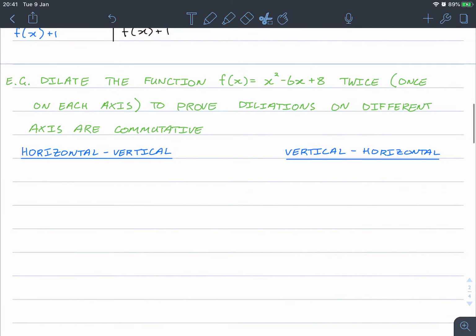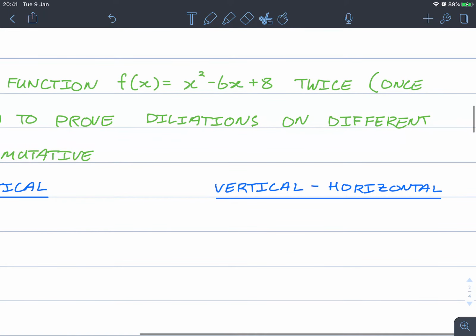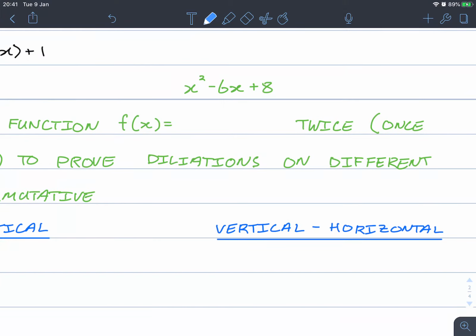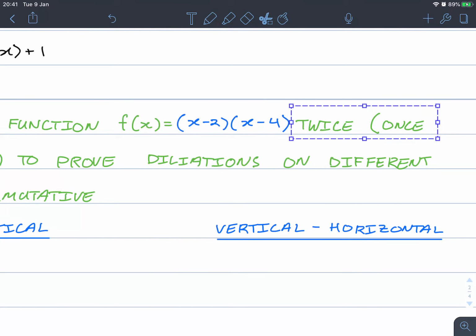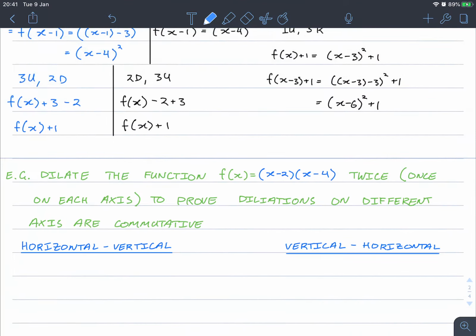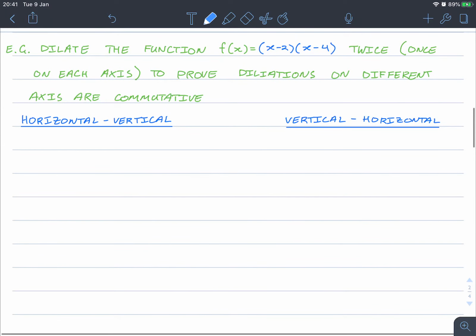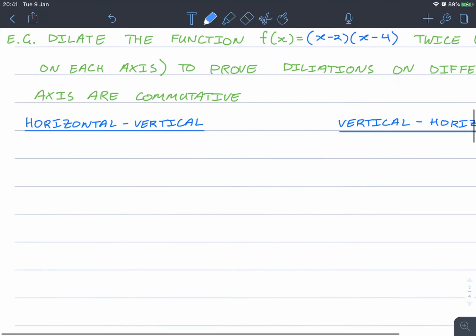Let's do this on the function f of x equals x squared minus 6x plus 8. With any sort of question like this, it's always best to factorize the numbers that we have. So this will factor into (x minus 2)(x minus 4). And this is going to be the function that we're going to be using to prove this commutative nature of two dilations of different axes. So let's take a look.